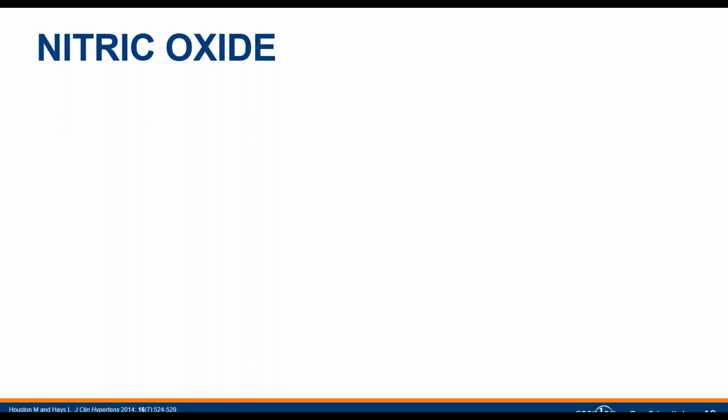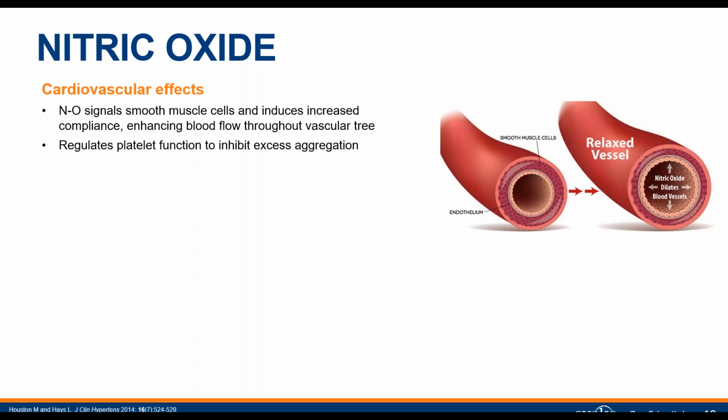Something that we know works for controlling blood pressure and really managing hypertension well is nitric oxide. This, of course, won the Nobel Prize in Physiology or Medicine in 1998. And we know that NO signals smooth muscle cells and induces increased compliance, enhancing blood flow throughout the vascular tree. Now, I say vascular tree because I'm not just talking about the heart or the body; it influences vascular blood flow all the way up through the brain as well.